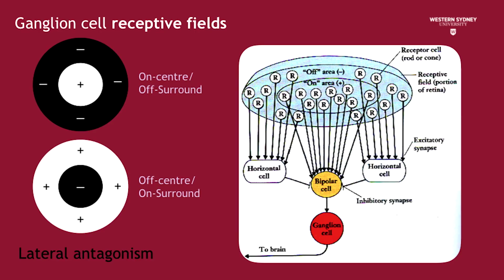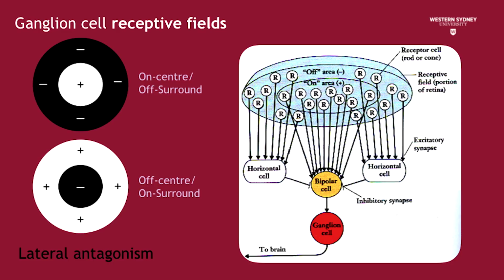Ganglion cells don't just receive excitatory photoreceptor inputs. In fact, they respond to specific patterns of light. On the right, we have a wiring diagram. The circles at the top, labelled R, represent photoreceptors. The receptors located in the central disc above, labelled the ON area, feed into a bipolar cell. The receptors located on the outer ring, labelled the OFF area, feed into horizontal cells.